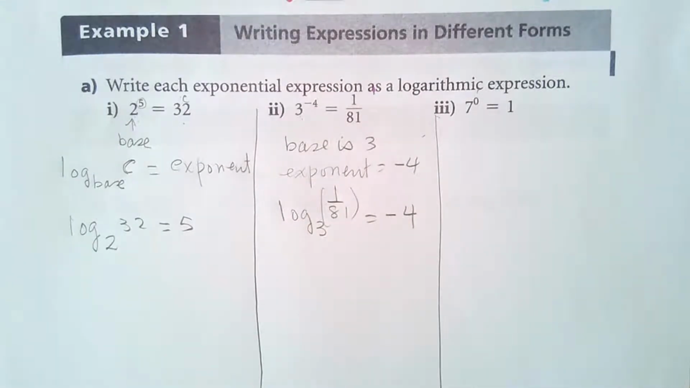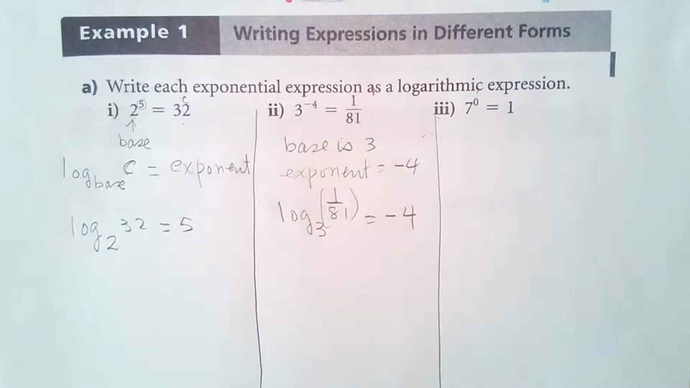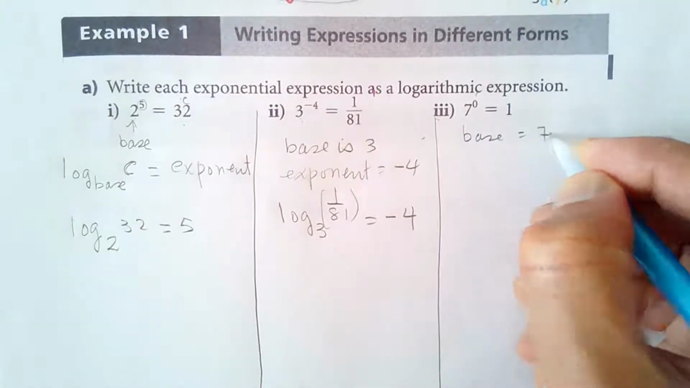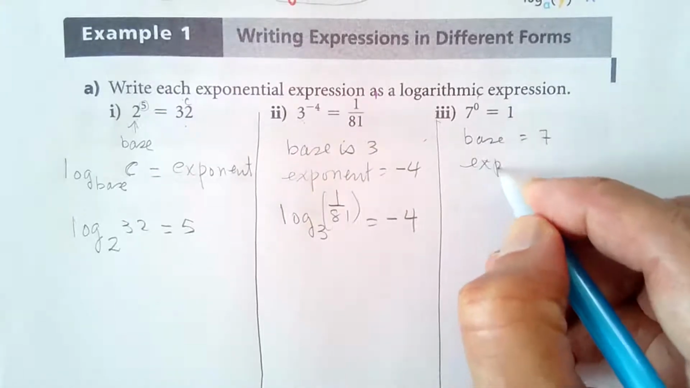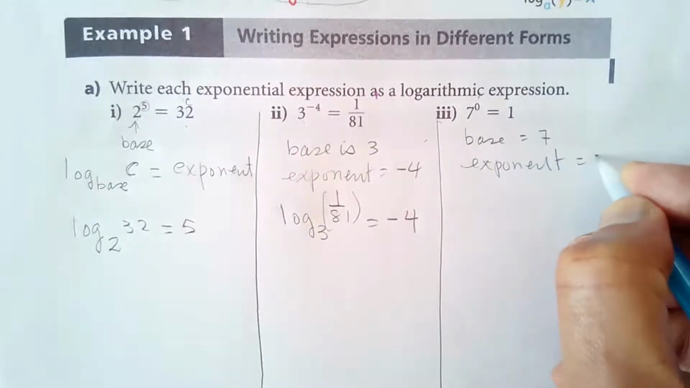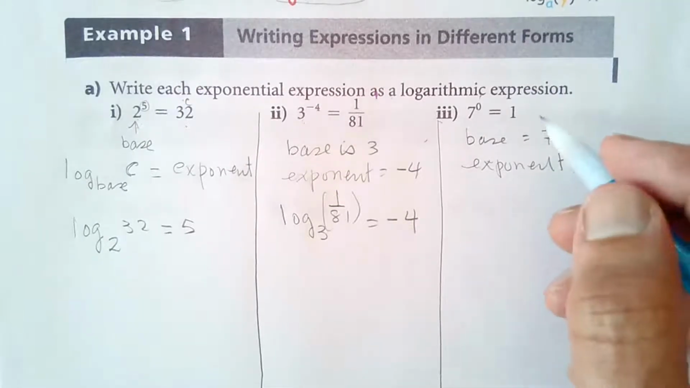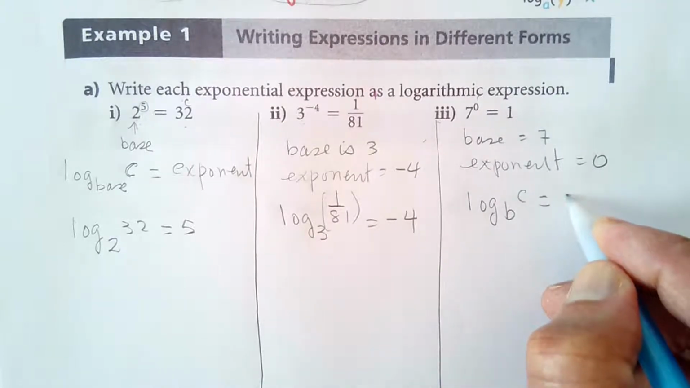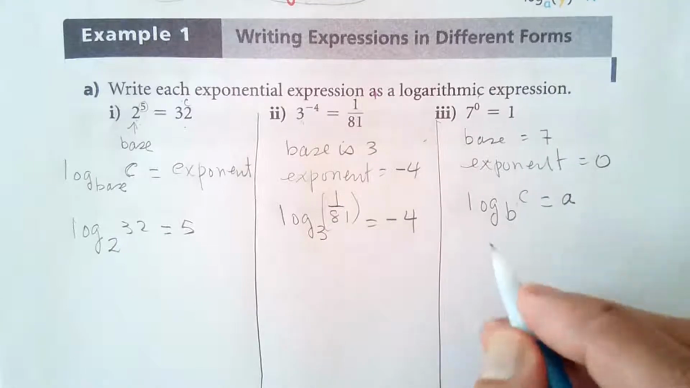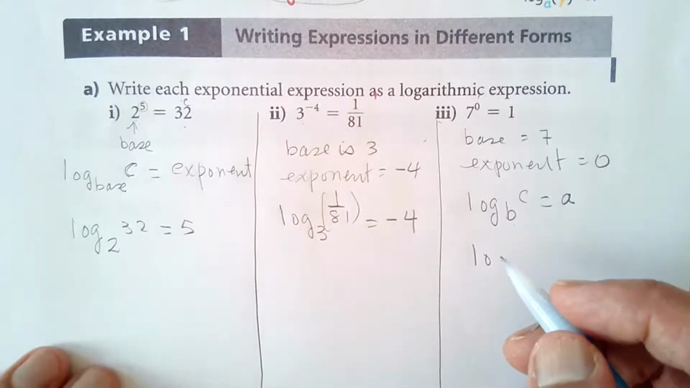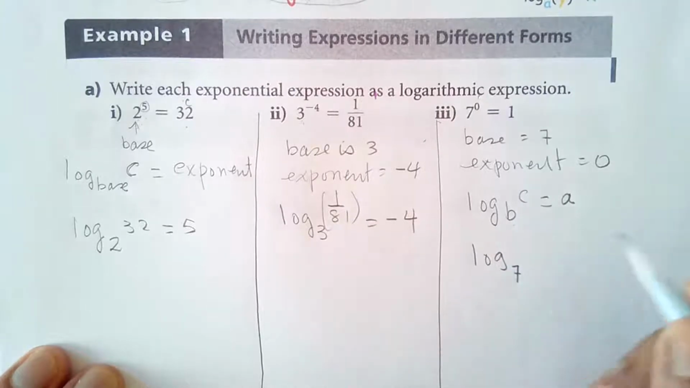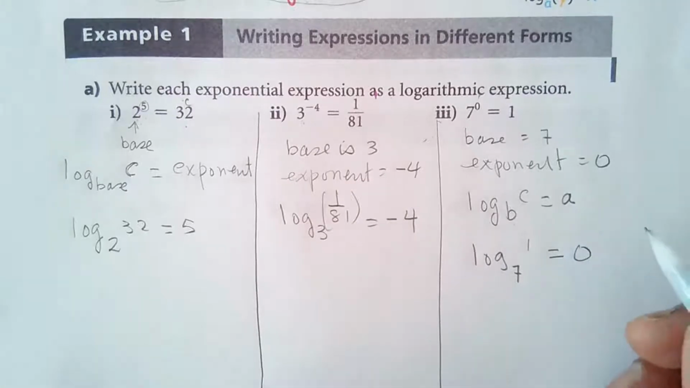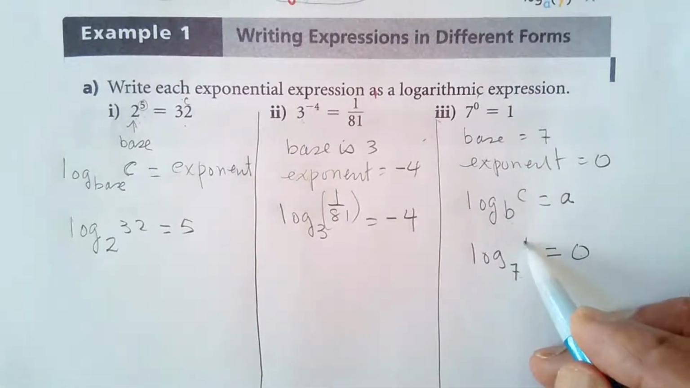Let's look at the next question. The base is 7. Our exponent is 0. And our c is 1, so we have log base b of c is equal to a, so we have log base 7 of 1 going to equal 0. In other words, 7 to the power of 0 equals 1.